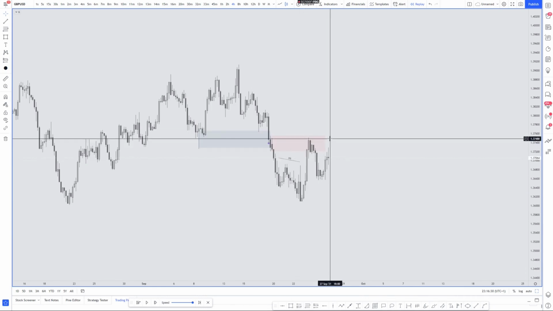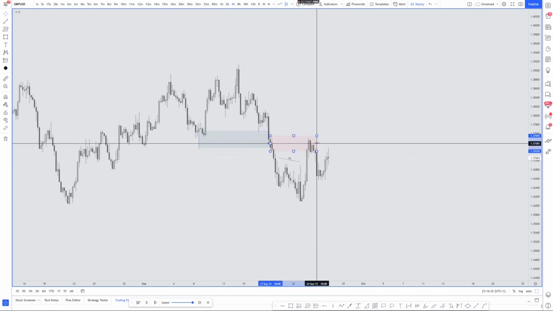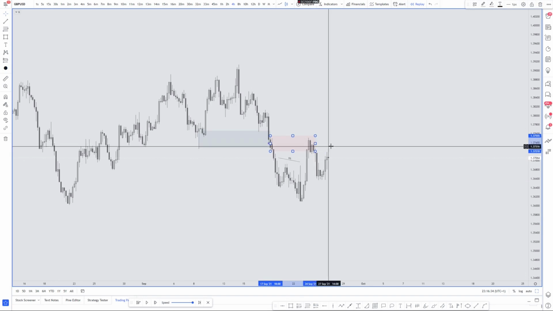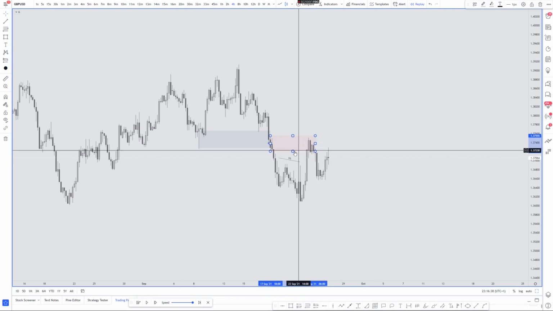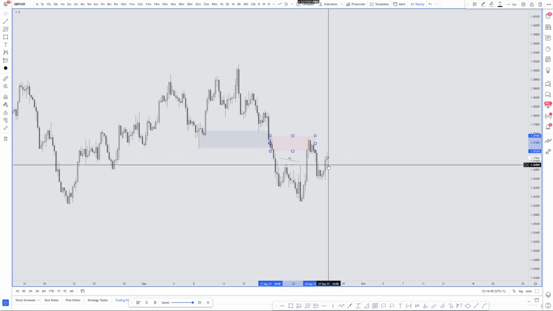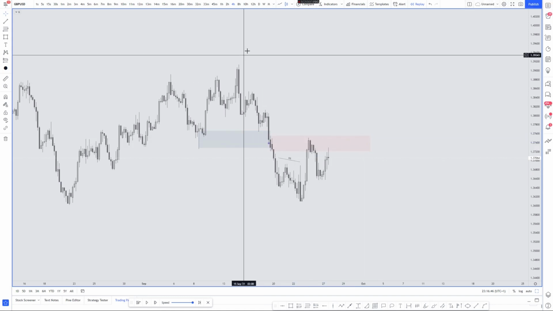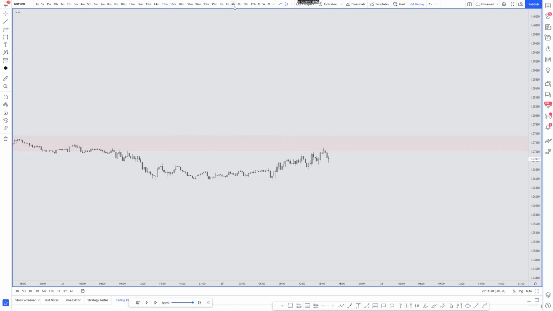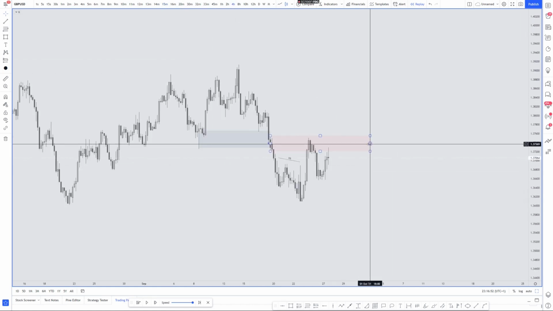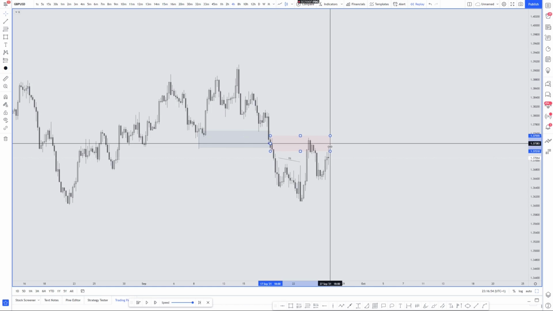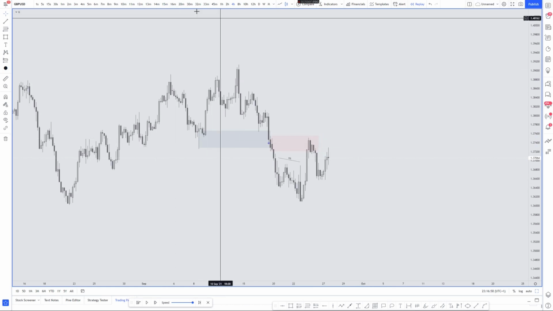Now this initial reaction here doesn't necessarily have to hold. So what we're actually looking for is something on the smaller time frame that tells us that this bearish momentum is likely to continue. So we'll go down to the 15 time frame. You know what, let's just pull this back a bit. We know we're inside a 4-hour supply. I'm just going to pull this back a bit so it's a little bit cleaner.